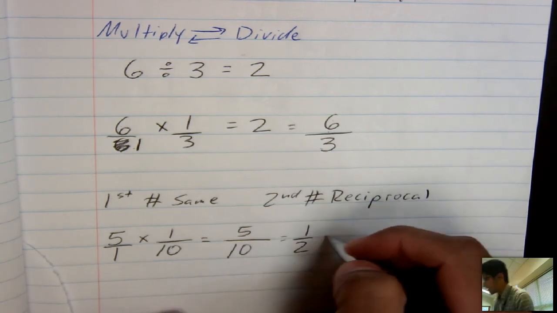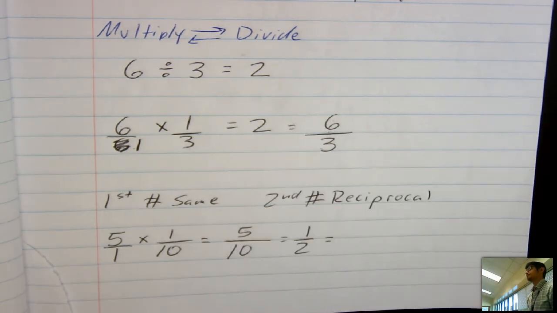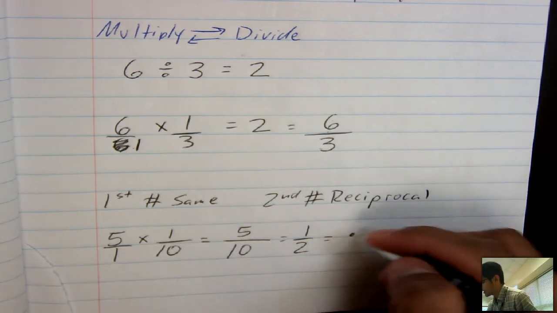And what decimal is a half? Wait, isn't it negative 3? No, 5/10 is a half. And what decimal is a half? 0.5, right? 5/10, 50%.